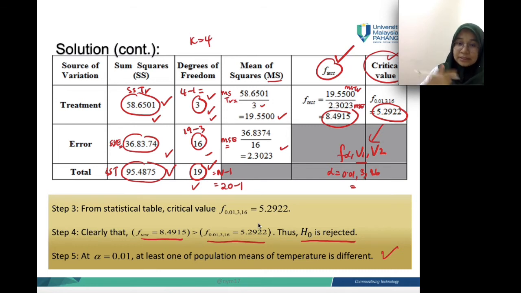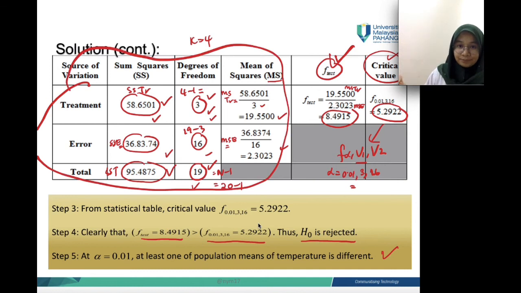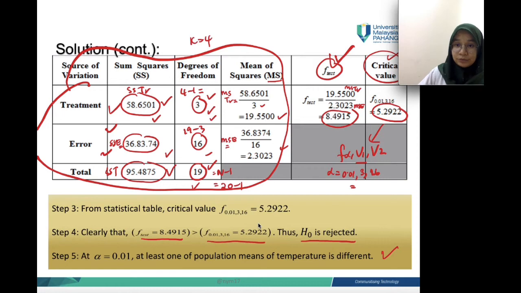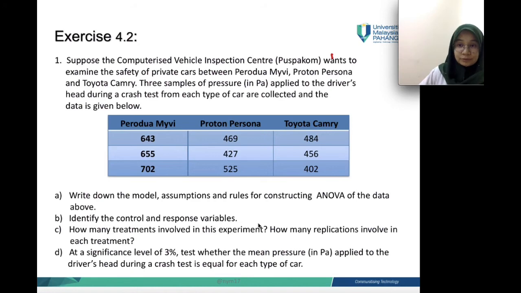First, the hypothesis. Second, you need to find this F-test. In order for you to find this F-test, you have to go through all these steps. Before you find this F-test, you have to find all these SSTR, SSE, and SST. Okay, and then you find the critical value, you compare, and then you make a conclusion. Okay, so let's try the exercise.